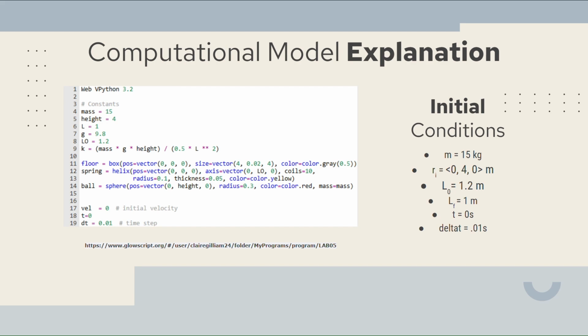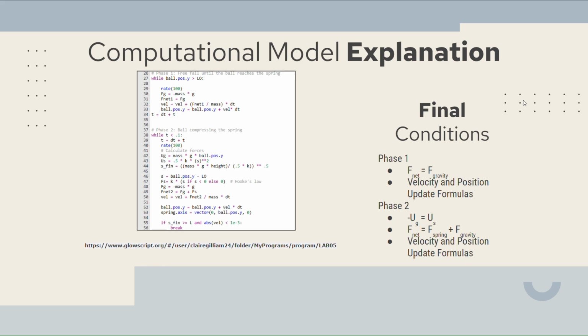And the rest just establishes the floor, the shape of the spring, and the shape of the ball in our world. And we also can find k by solving for it by setting the gravitational potential energy equal to the spring potential energy and solving for k, as we see here.